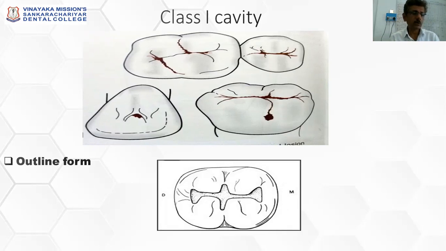Now, when one says the outline form, it basically means, as a dentist or as a student, when you're preparing the cavity, to what extent or what are the perimeter or the dimensions into which this particular cavity that you're going to prepare will limit itself to. Now, what are the factors that affect the outline form? They include the extent of the caries.